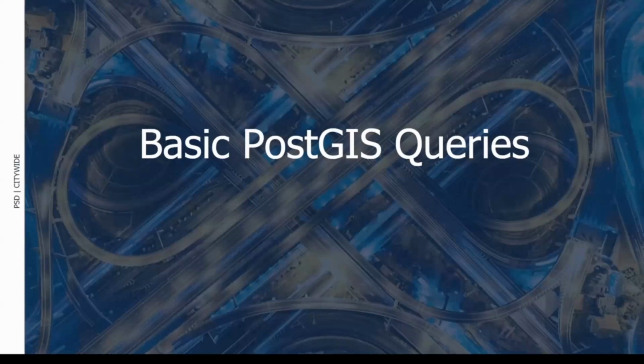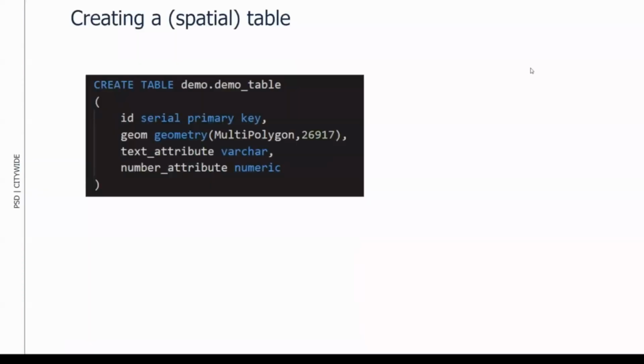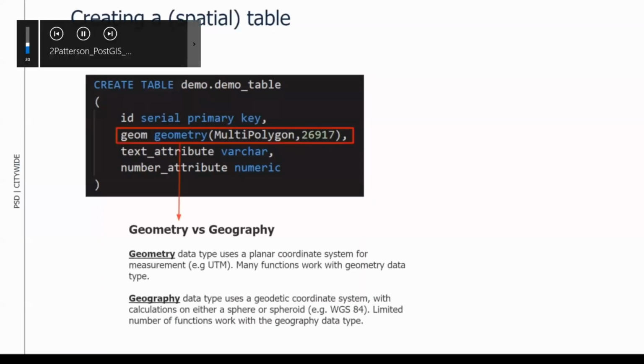Okay, now I'm going to run through some of the basic PostGIS queries that you can run, or as I like to call it, 80% of the stuff that most techs do on a daily basis. So let's just start with creating a table. This is pretty much the first step. We're going to use the create table command just like we do in a normal database, but you'll notice that we have a geom field, which stands for geometry.